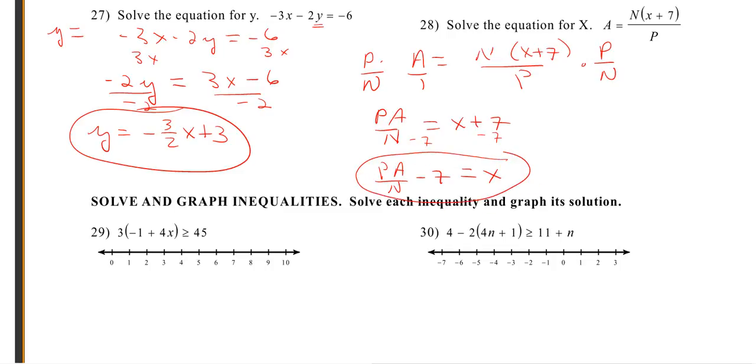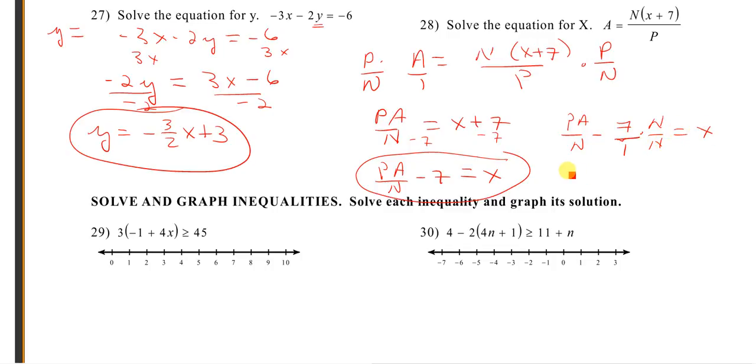If I wanted to have it so that the pa and the 7 are both over a common denominator, this is what I would have to do. Pa all over n minus 7. And now I'm going to want to take the 7 times something to give me a common denominator of n. So I would take it times n over n.